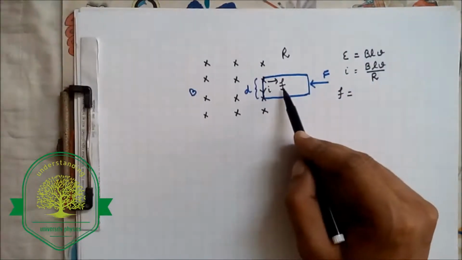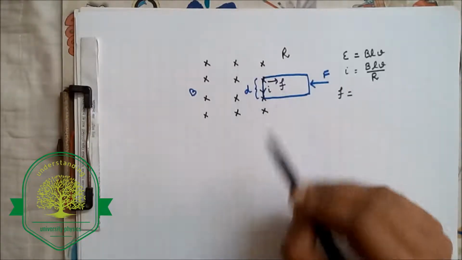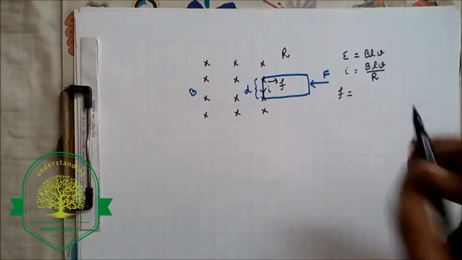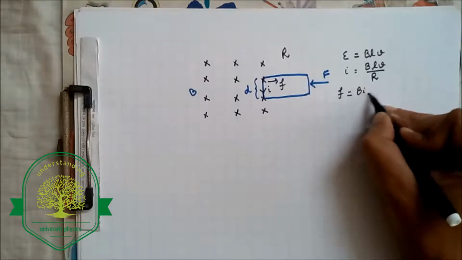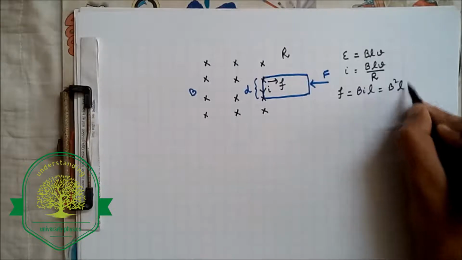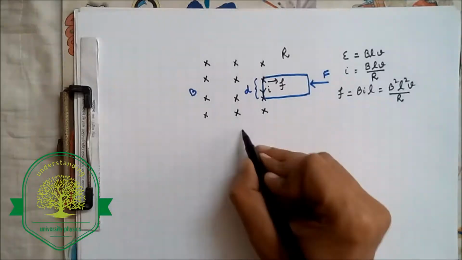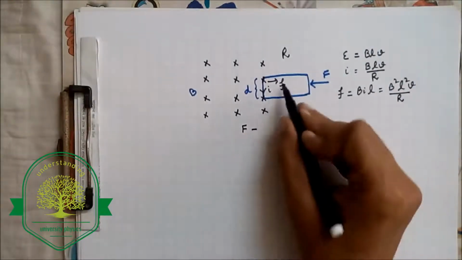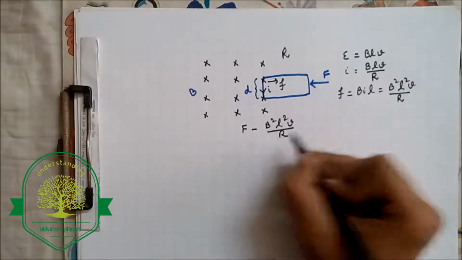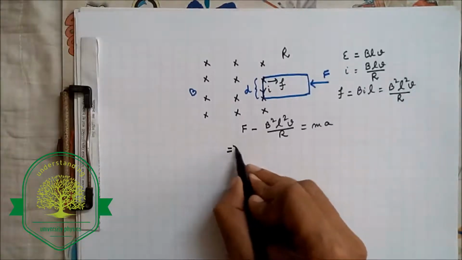The vector formula for this force is IL cross B, but we already know what the direction is, and because the angle between the current and the magnetic field is 90 degrees, the force will simply become BIL, and if I substitute the expression for I here, I'll get B squared L squared V all divided by R, and my net equation will be capital F minus this force, which is B squared L squared V by capital R, equals mass times acceleration, and we'll get an expression for the acceleration.